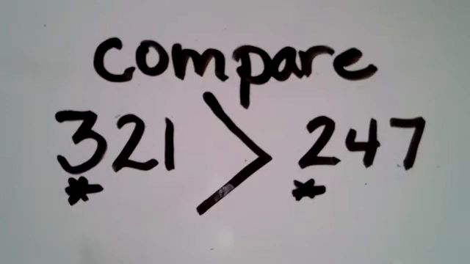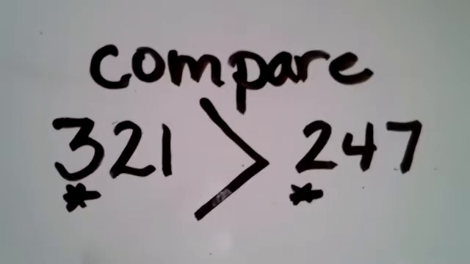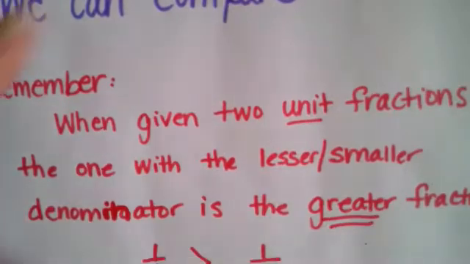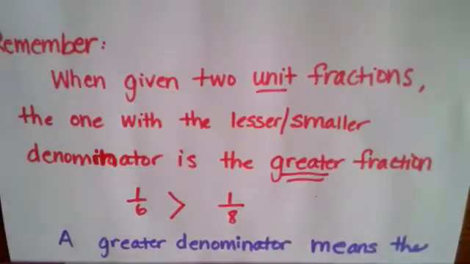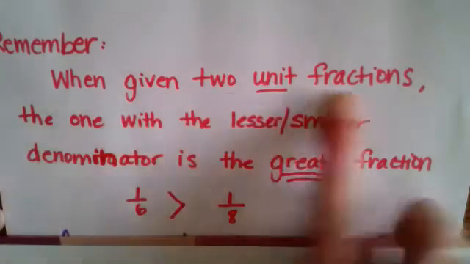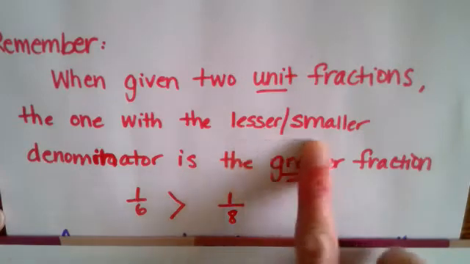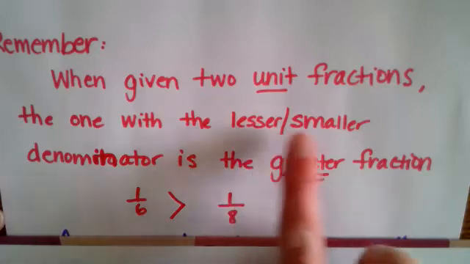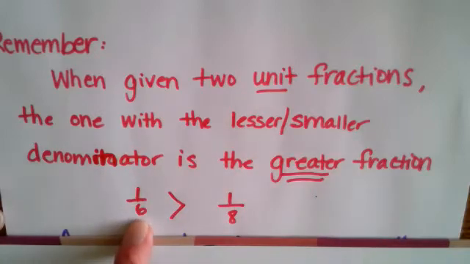Okay. Same is true. There are steps that we follow when we compare two fractions. A couple of things that we have learned about fractions are important to keep in mind. When we have been given two unit fractions, a 1 in the numerator makes it a unit fraction. It is one piece, one section of the whole. When we have been given two unit fractions, the one with the smaller or lesser denominator is actually the greater fraction.